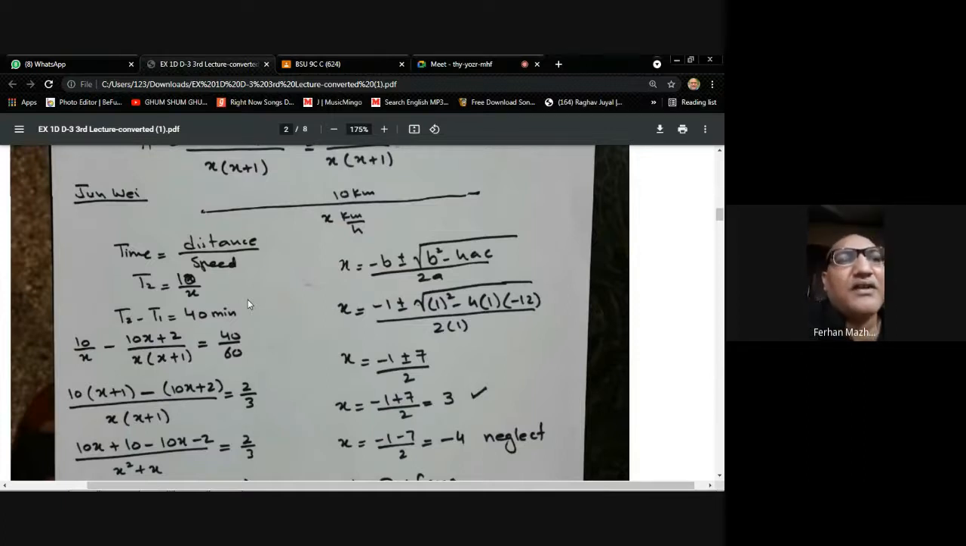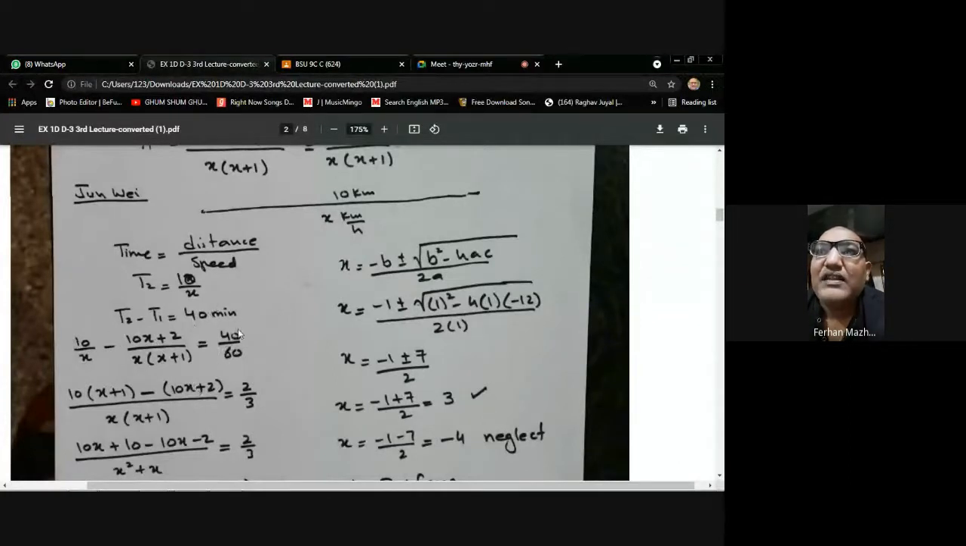But there is a problem. The problem is that T1 and T2 values are both in hours, because the speed was in kilometers per hour and the distance was in kilometers. So when you apply the formula, the time will automatically be in hours. The difference of the time taken by two people is given in minutes. So I will convert that 40 minutes into hours. For that purpose, I will divide the 40 with 60. So you can see here that we have divided 40 with 60. And here the T2 minus T1, we already have found them.